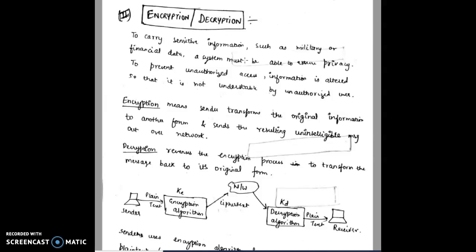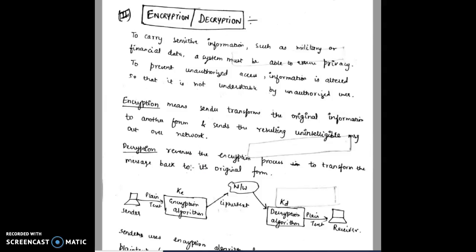Then at the receiver end, that encrypted message is decrypted by the receiver. It is the reverse process of encryption. The way you converted cat to the encrypted message, in a similar way the encrypted message will be decrypted to the plain text, right? So let us come to the details of encryption and decryption. Encryption means the sender transforms the original information to another form and sends the resulting unintelligible message out over the network. Decryption is exactly the reverse process of encryption, to transform the message back to the original.